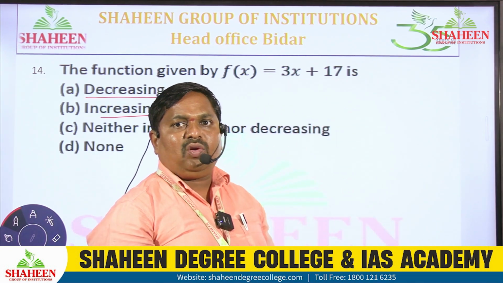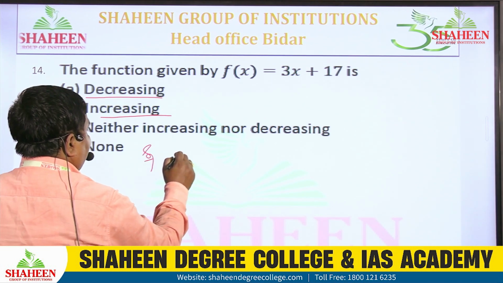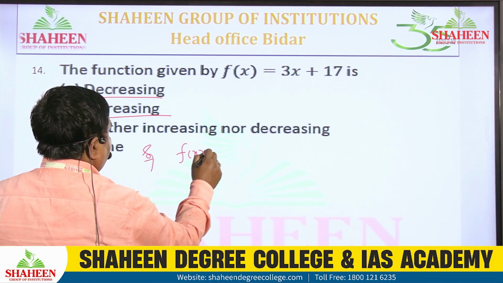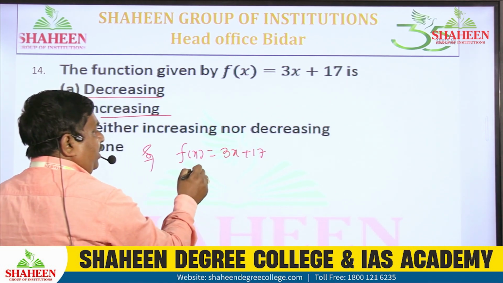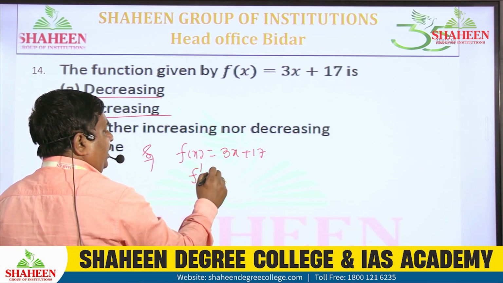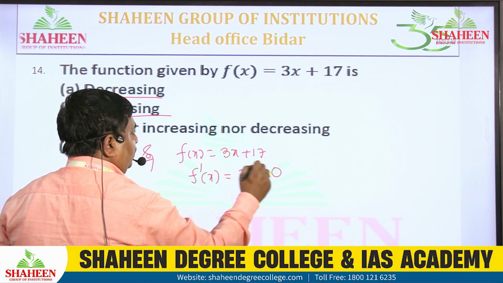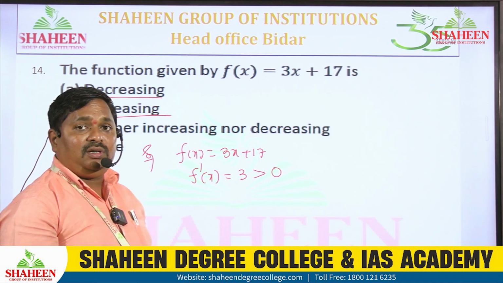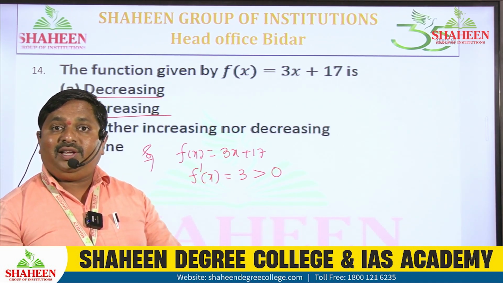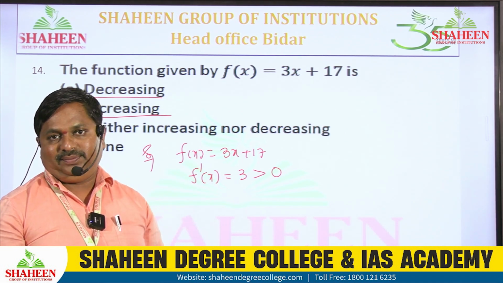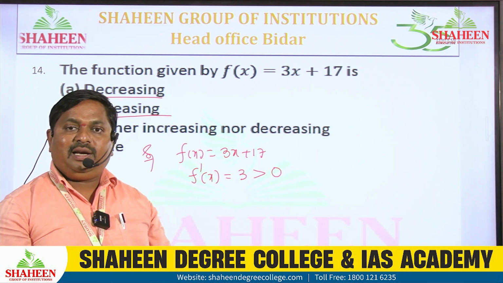So that is calculated by the derivative of the given function. So let us write what is the function here. f of x is equal to 3x plus 17. Differentiation, f dash of x is equal to 3. This is positive. If the first derivative is positive, then the given function is an increasing function.